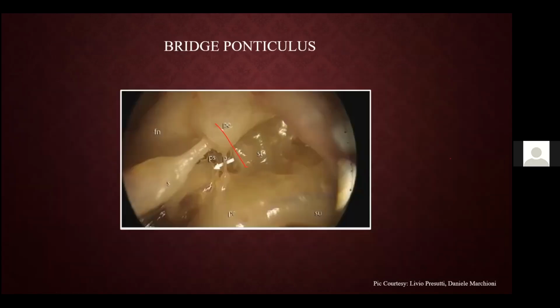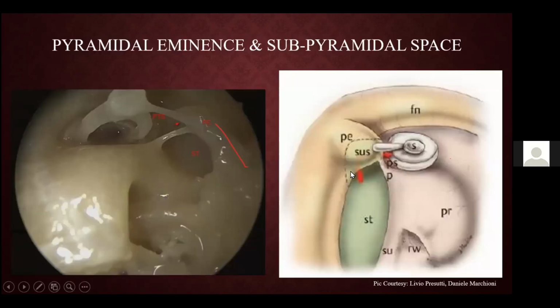So let's discuss another structure in the retrotympanum, which I described as the fulcrum, the pyramidal eminence. This pyramidal eminence divides the medial spaces into two parts when it gives a bony bridge, the ponticulus, and it also harbors a space within itself, beneath it, depending upon the pneumatization of the retrotympanum.